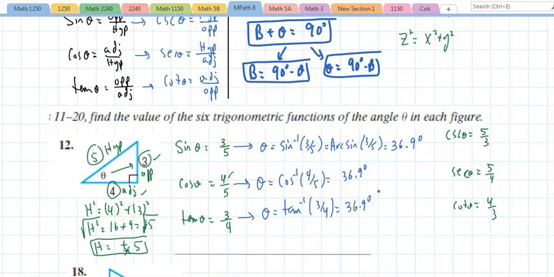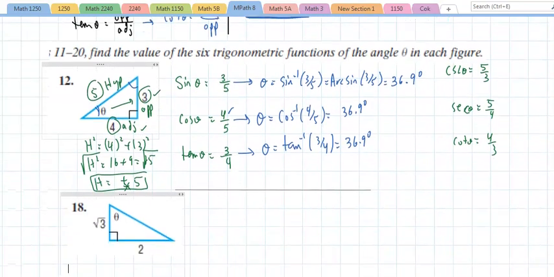And once I know one angle, I know how to find the remaining angle, right? If I know this angle here is 36.9 degrees, I can find this angle by taking 90 minus that, or I could use the trig. It doesn't matter. So on the homework, I'm going to add that you find the angle in each triangle, right? The angle given.